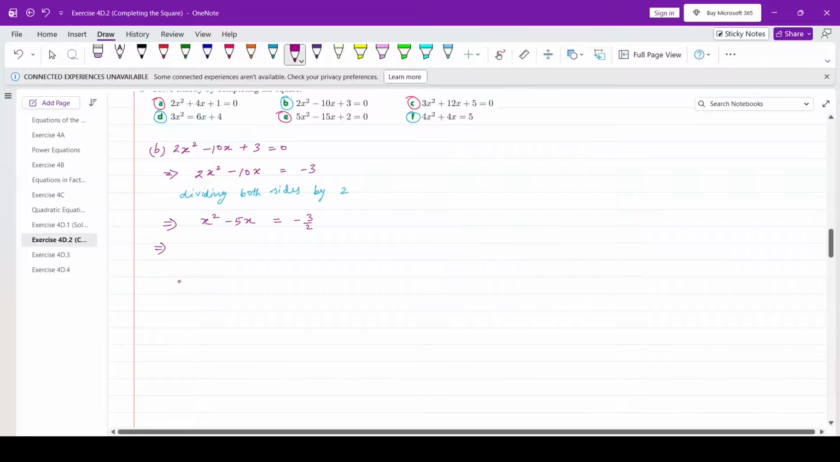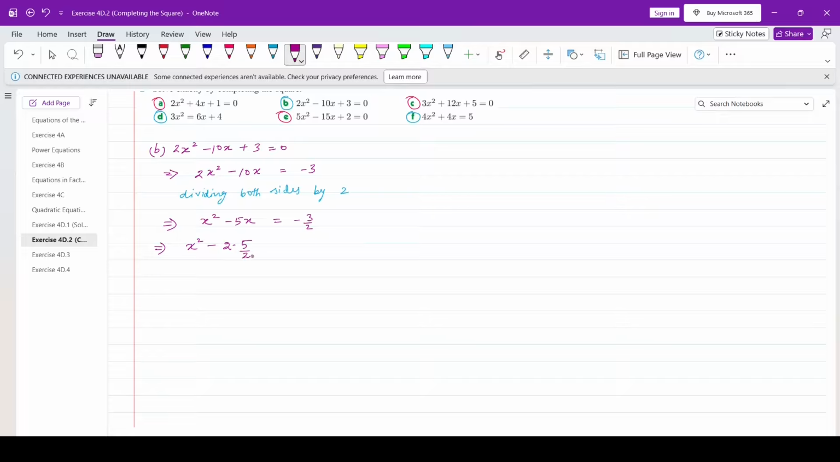And now we can do the same thing as we did in the previous questions. So x square minus 2. Now if we take 2 out of this, what remains is 5 by 2. So 5 divided by 2 times x. If we multiply this term together, we get 5x. And this is equal to negative 3 divided by 2. Now here we know this is a. So we can add a square on both sides. So a square is 5 divided by 2 whole square.